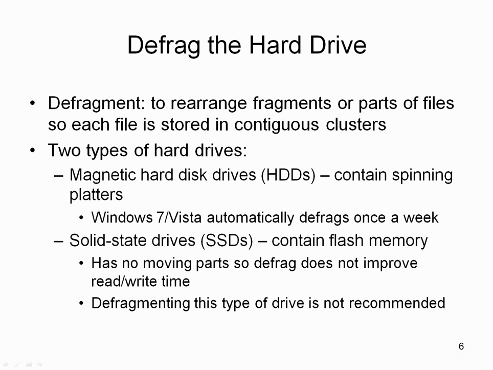Two types of hard drives are magnetic hard disk drives, or HDDs, which contain spinning platters, and solid-state drives, or SSDs, which contain flash memory. For magnetic hard drives, Windows 7 automatically defragments the drive once a week. To defragment is to rearrange fragments or parts of files on the drive so each file is stored on the drive in contiguous clusters. In a file system, a cluster is also called a file allocation unit.